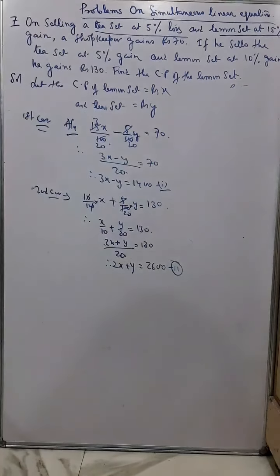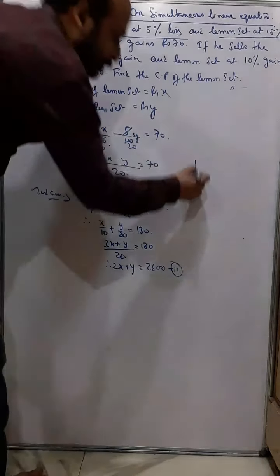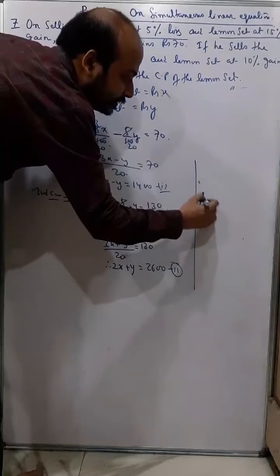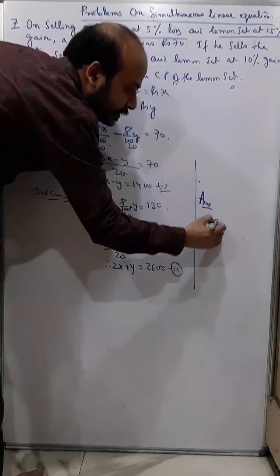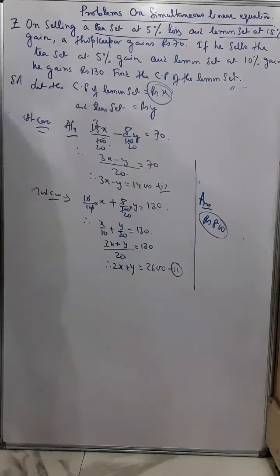Okay, understand? And the answer for the lemon set is rupees 800. Lemon set means you have to find the value of x. Understand?